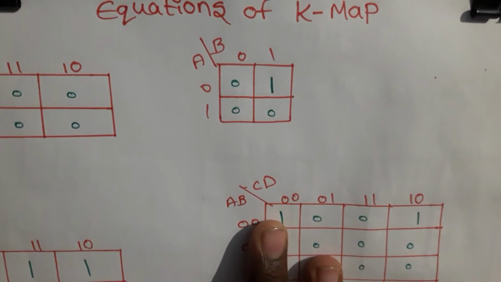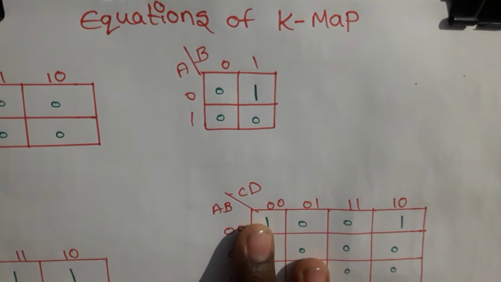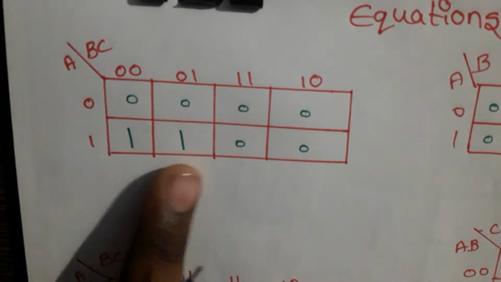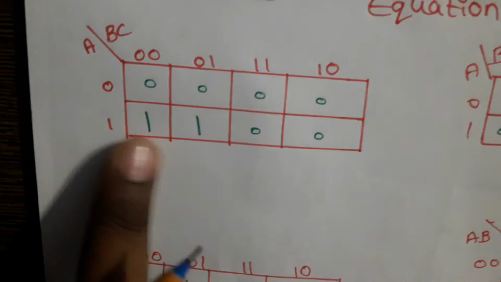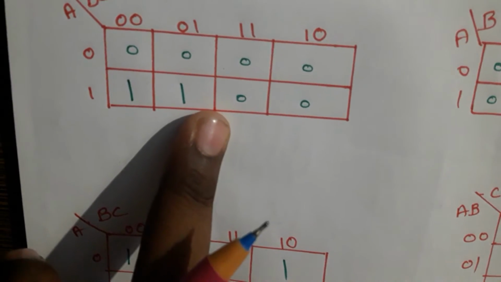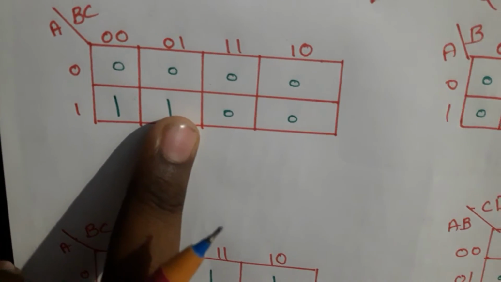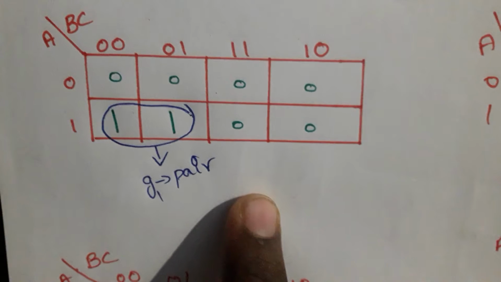Hello everyone, in this video I am going to teach you how to write equations for K-map. So this is the example one I have considered. This is a 3 variable K-map. Here we are having two ones which are adjacent to each other, so we can make this as a pair. This is group 1, considered as a pair.